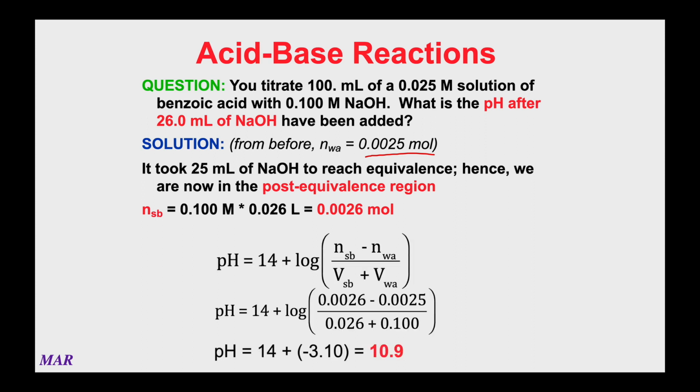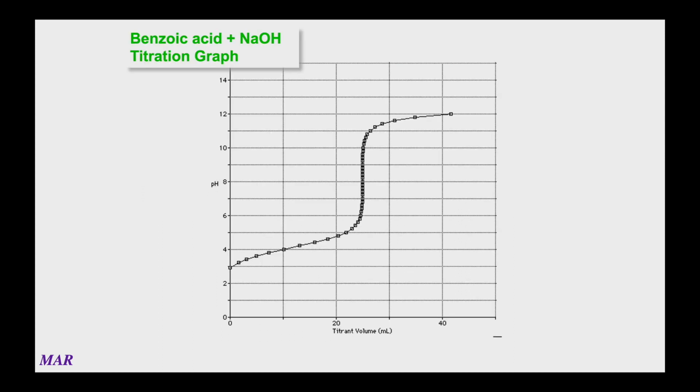So pH equals 14 plus log moles of strong base left over divided by total volume. You can see here's the moles of strong base minus the moles of strong acid. It's a non-zero number. That's good. You want to be positive. Divide by the total volume. pH comes out to be 10.9. So again, a little bit more basic than it was before, which is kind of cool. Here's a graph showing the weak acid plus strong base for the values we just used.